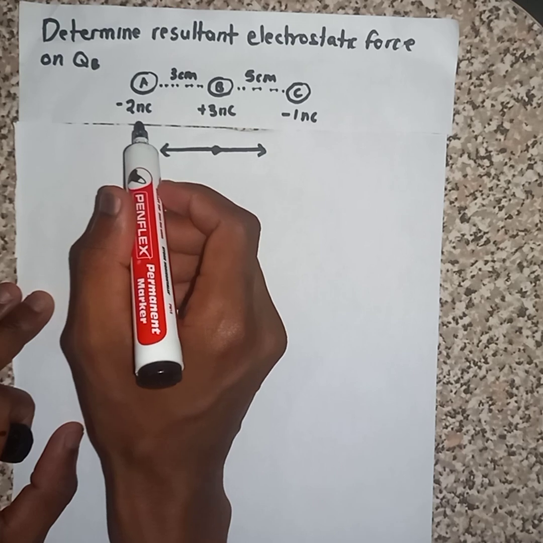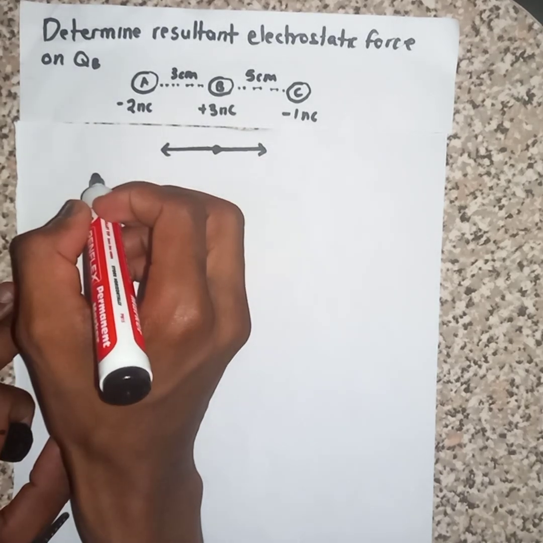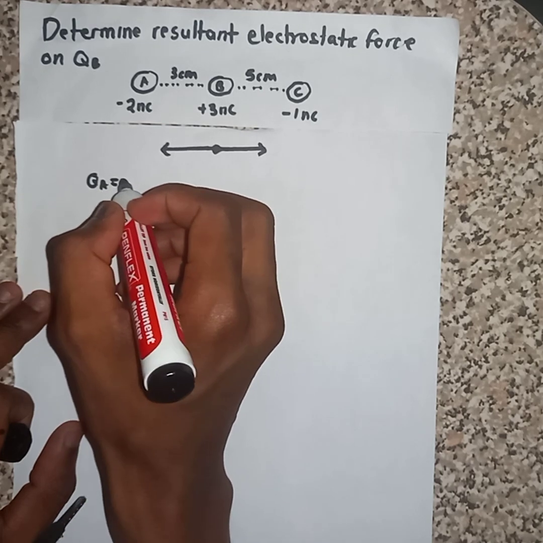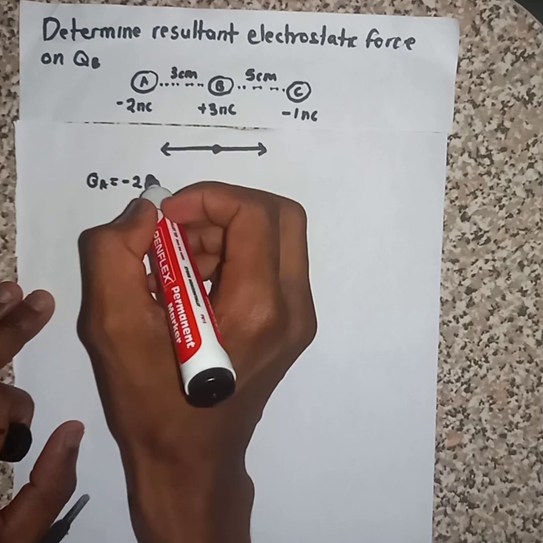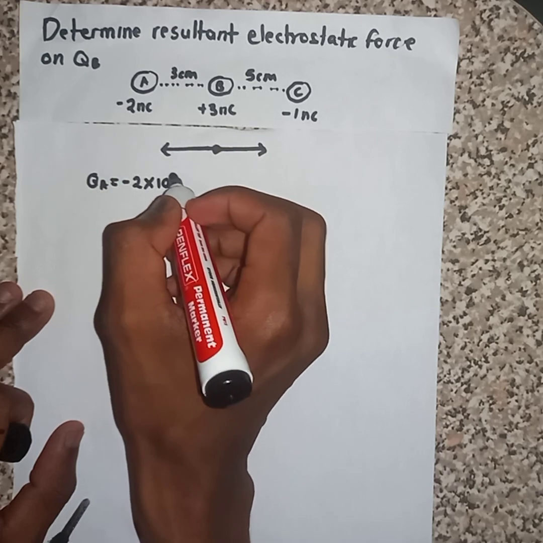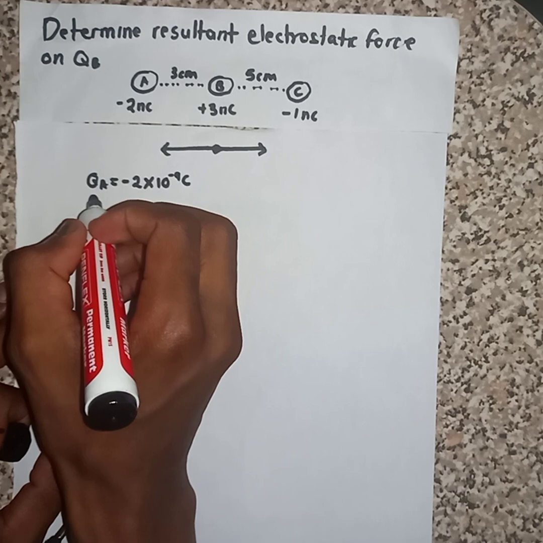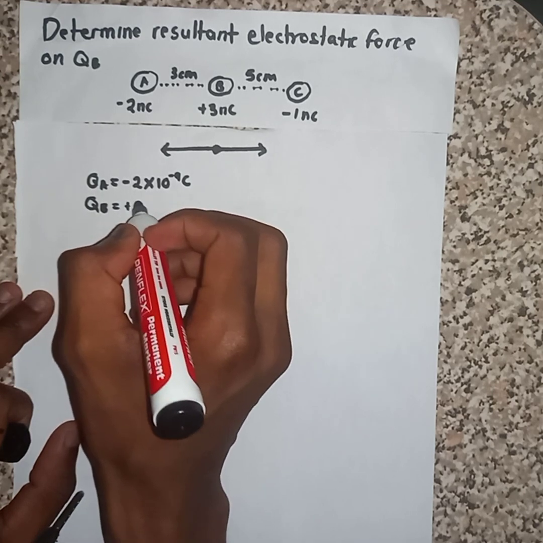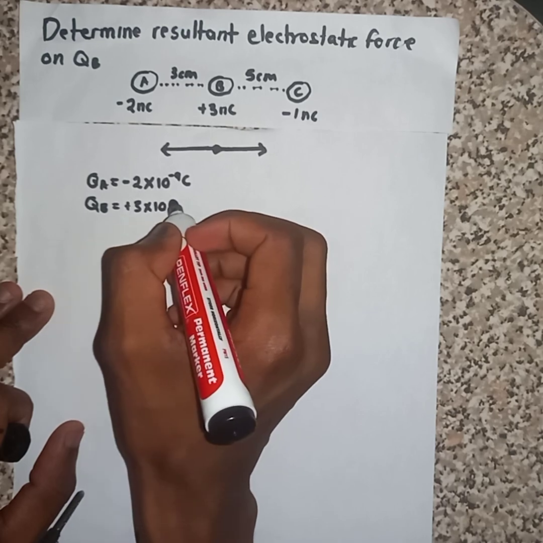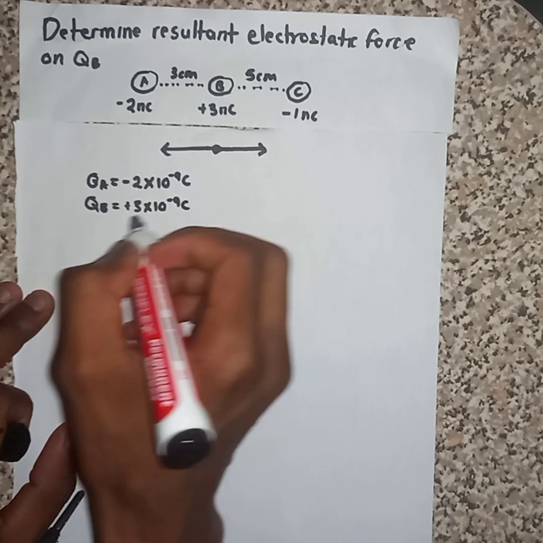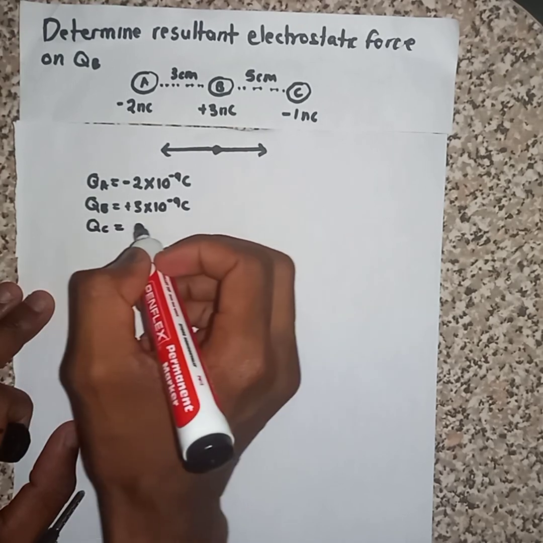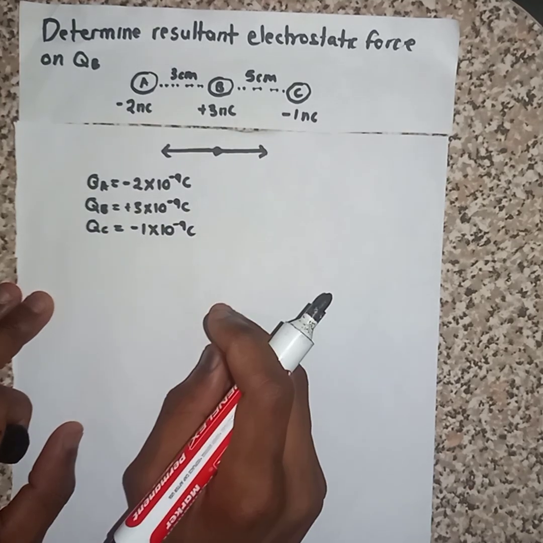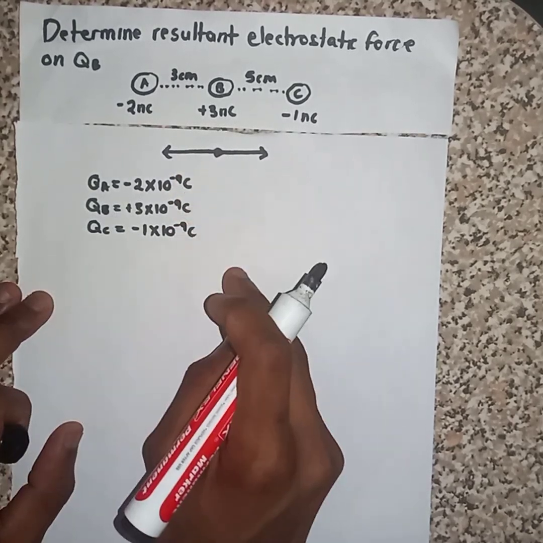From here we can clearly see that our charges are in nanocoulombs. We must convert those nanocoulombs to coulombs. So simple. We are going to say QA is equal to negative 2 nanocoulomb, so we multiply by 10 to the power of minus 9 coulomb. We do the same with B, which is positive 3 times 10 to the power of minus 9 coulomb. Same for C, minus 1 times 10 to the power of minus 9 coulomb. Now we have converted our charges into coulombs.